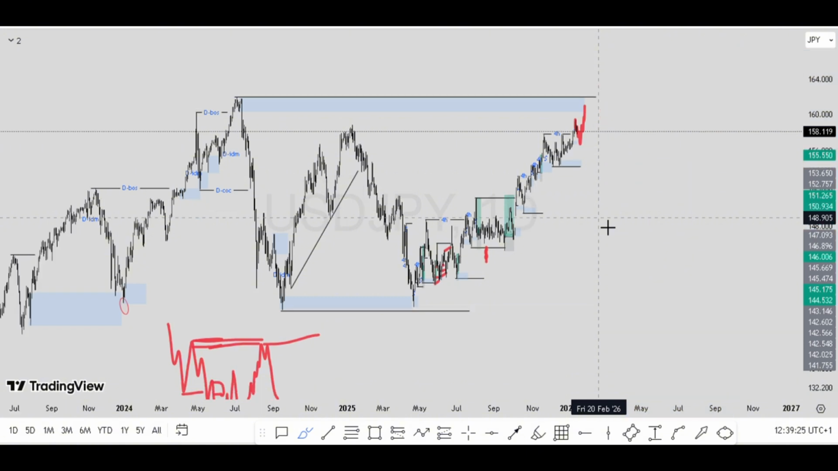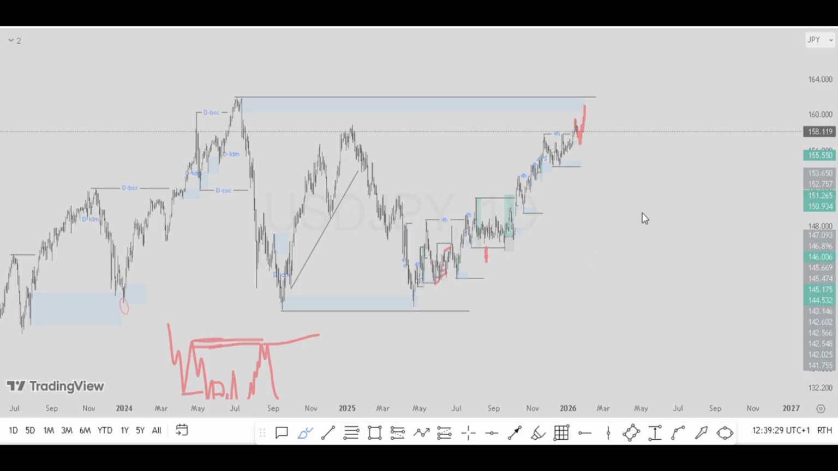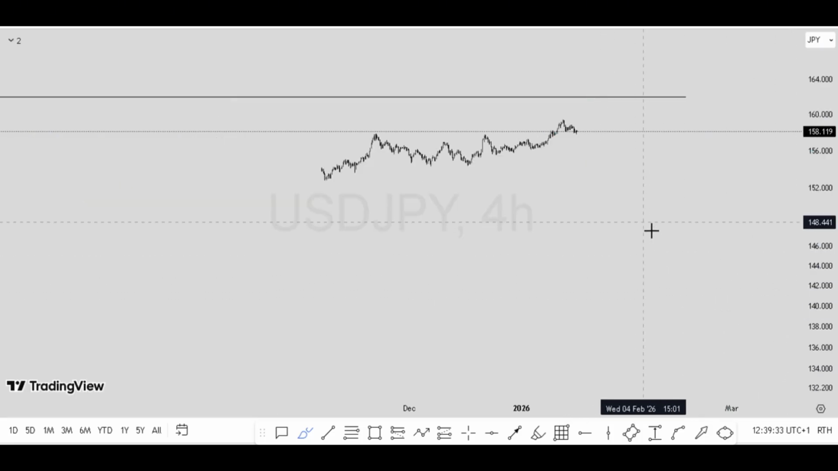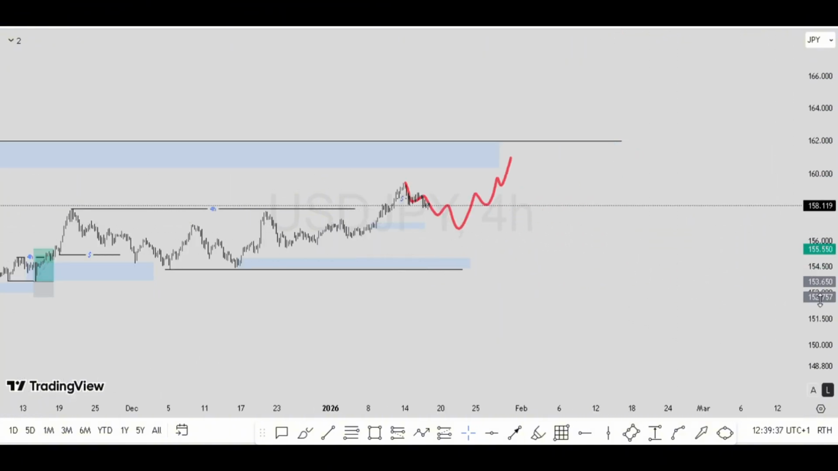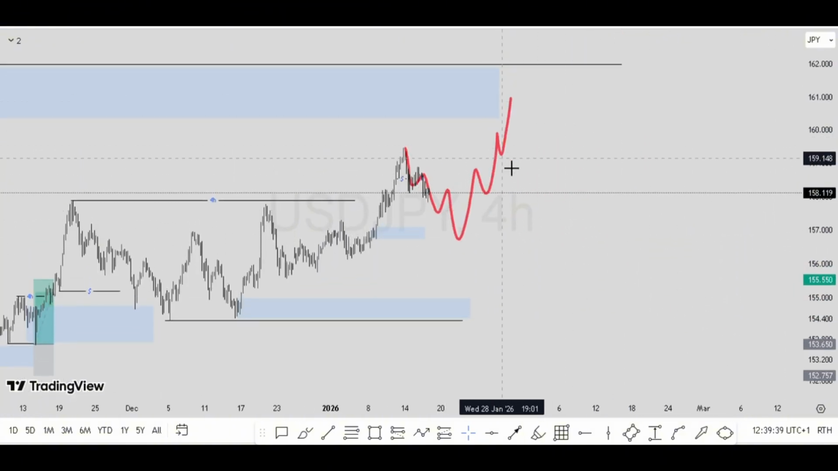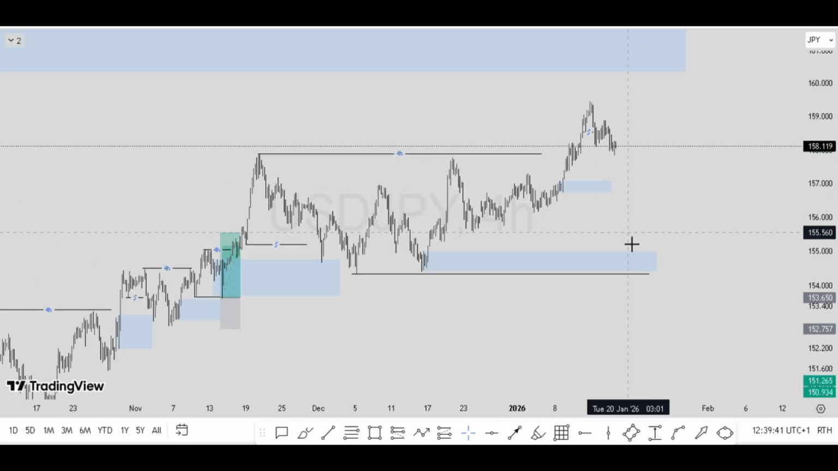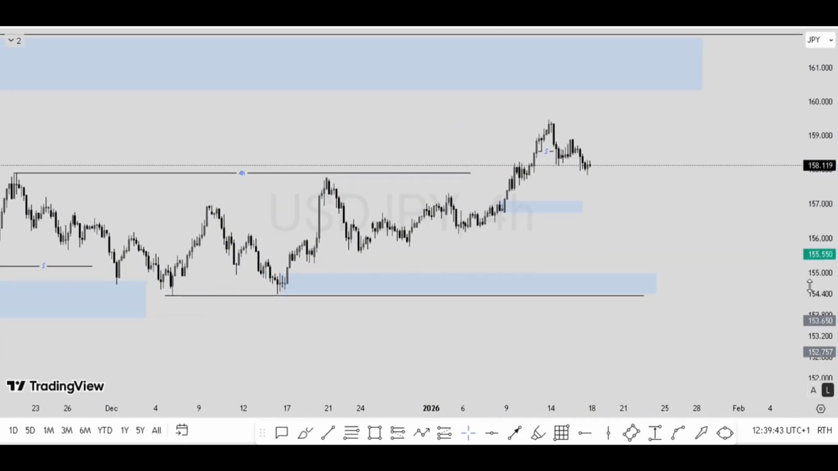But currently, on the 4 hours time frame, this is what we are looking at, and this is what I will be positioning for in the upcoming days or week. So whichever way, I will be positioning. I will keep you guys posted.